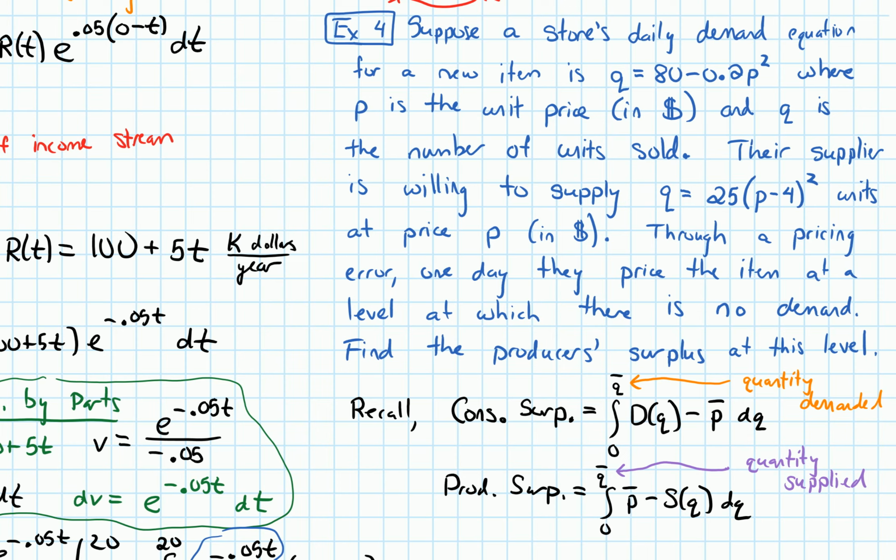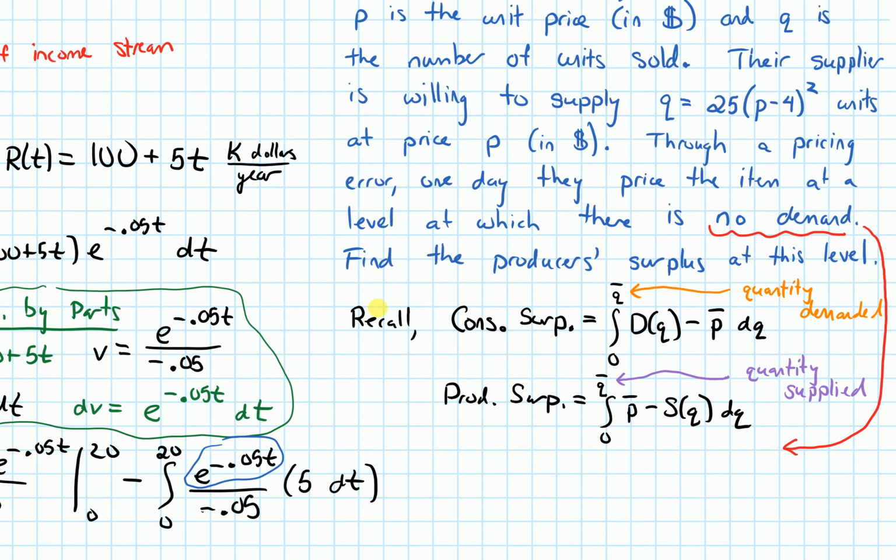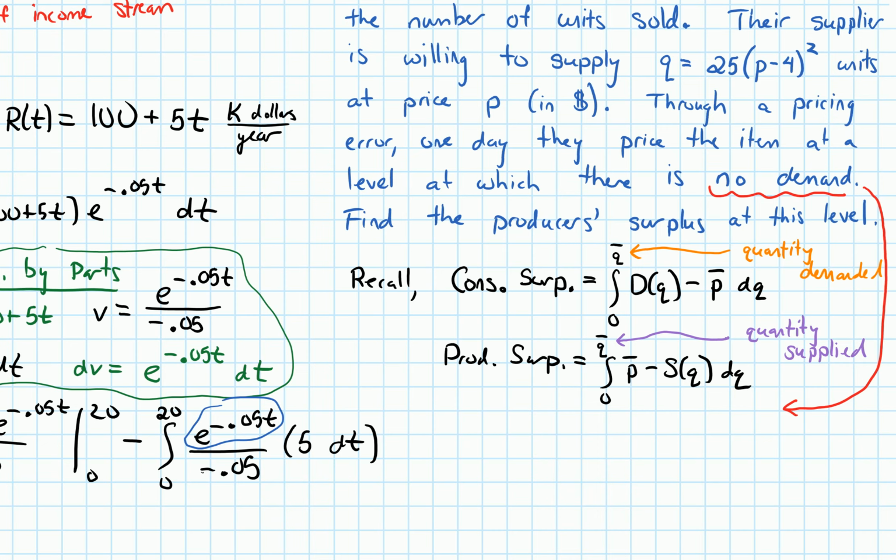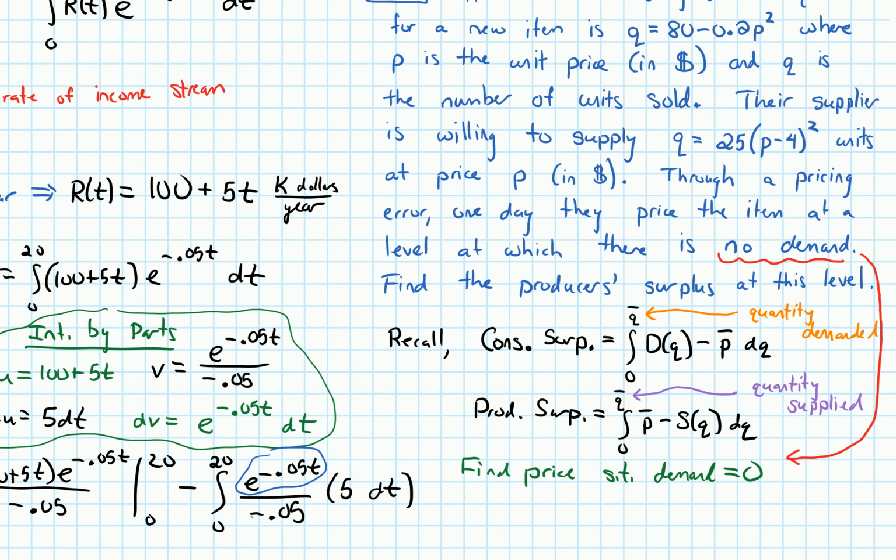The problem says they price the item at a level at which there is no demand. So we need to figure out what is that price. What is the price at which there is no demand? Let's begin by finding the price such that the demand equals 0. Zooming out so I can see my demand equation, I need my demand to be 0, so I plug in 0 for Q: 0 equals 80 minus 0.2 P squared.